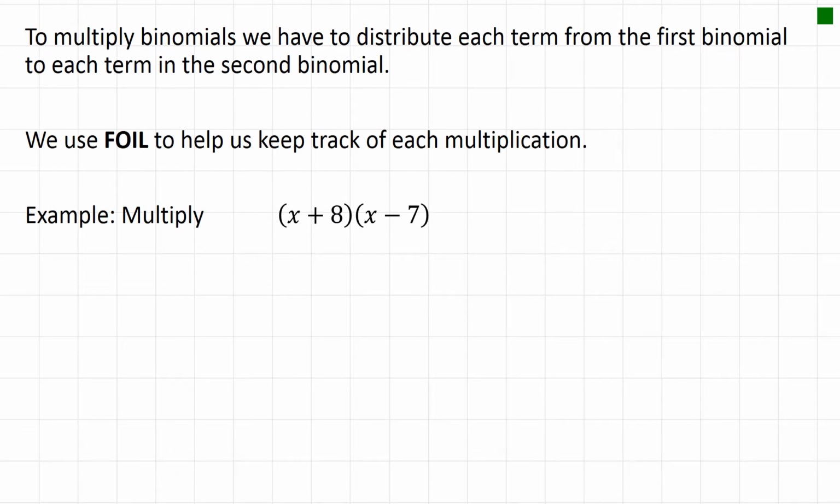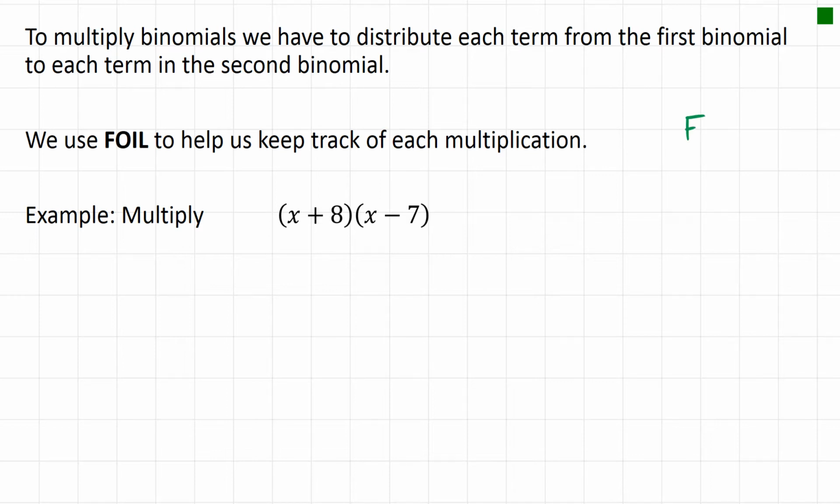Multiplying binomials also follows what we call the distributive property for multiplication, which is that each term in the first binomial has to be multiplied by each term in the second binomial. And there's this acronym that we use called FOIL to help us keep track of this multiplication. You might have heard of FOIL before and used it before, but let's just recap.